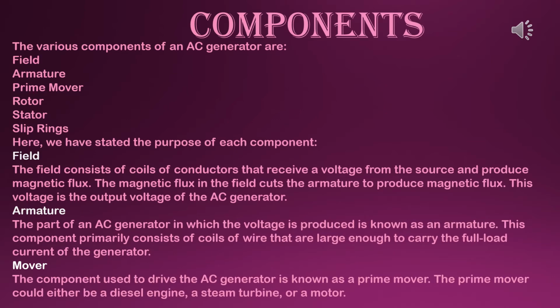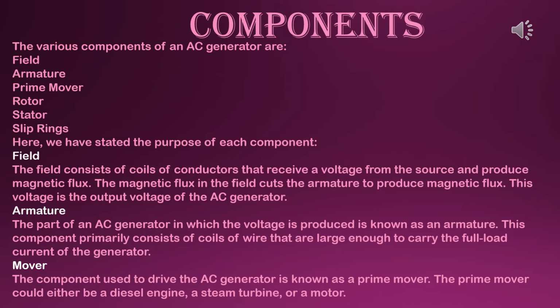First, components. The various components of an AC generator are field, armature, prime mover, rotor, stator, and slip rings. We will state the purpose of each component. First one, field. The field consists of coils of conductors that receive a voltage from the source and produce magnetic flux. The magnetic flux in the field cuts the armature to produce voltage. This voltage is the output voltage of the AC generator. In the next slide, I have given you the diagrammatic structure according to your book so that you can tally it.